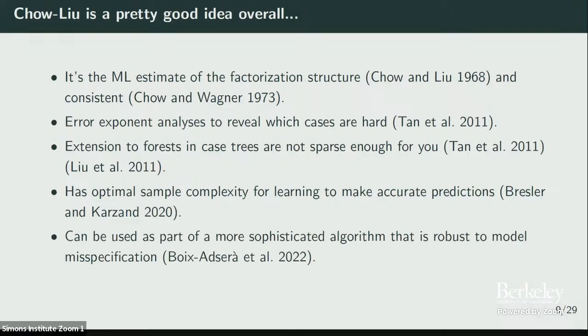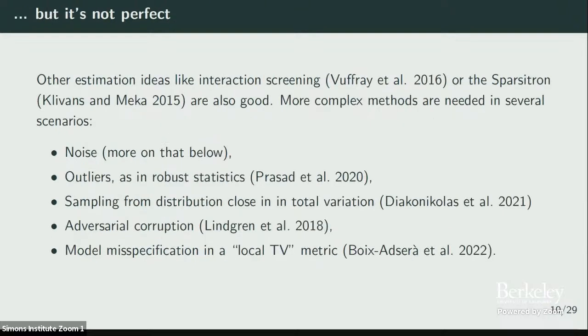And it can also be used in other algorithms. So Chow Liu might not itself be the thing to do, but you could use it as part of a more sophisticated algorithm. So this is a nice paper from last year, which calls it CL++, Chow Liu++, that can handle things like model misspecification. But that last point raises an issue: it's not always the best thing to do. So you need other ideas.